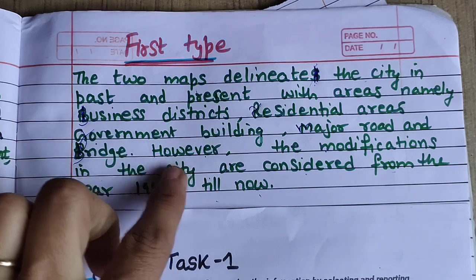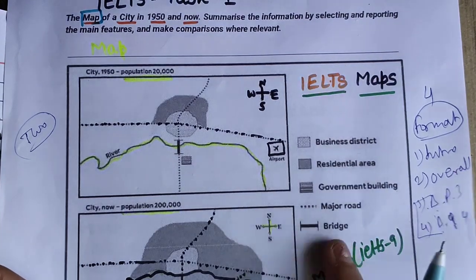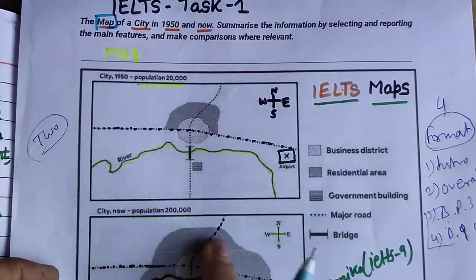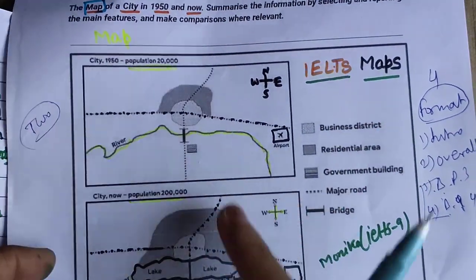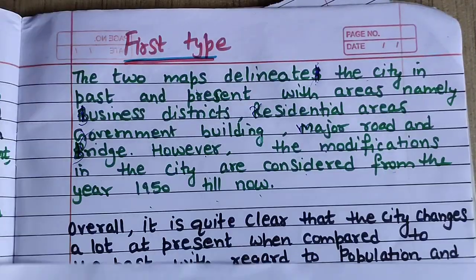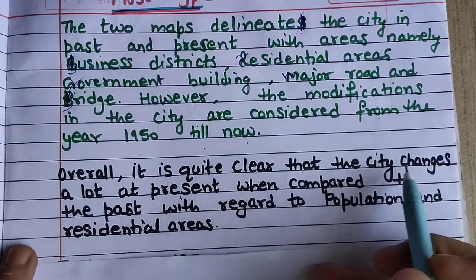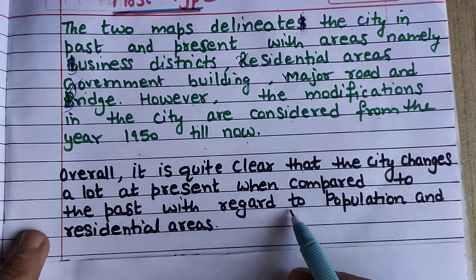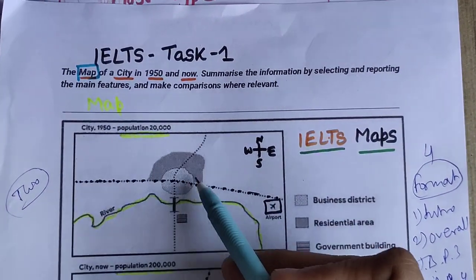Okay, believe me, this is a different kind of map. They have given some things also, otherwise in a normal map activity you will not get these things. You have to pick the things, categories according to the map. Okay, now coming to the overall. So overall we can see this area has developed, the lake has come up, and population also increased. Let's read how I have written it. Overall it is quite clear that the city changes a lot at present when compared to the past with regard to population and residential area. So I have just named the main important things, population and residential area.